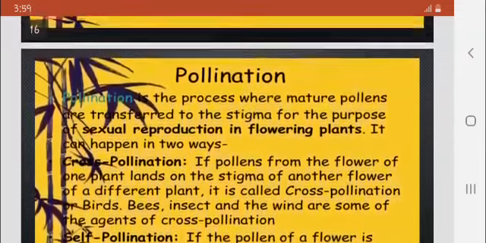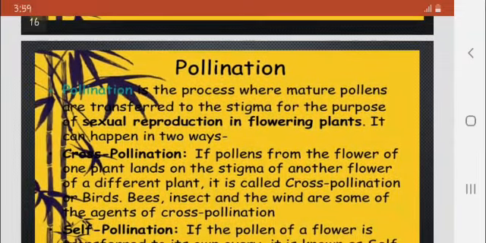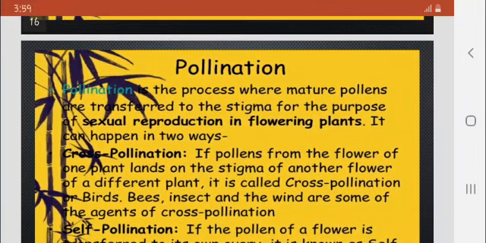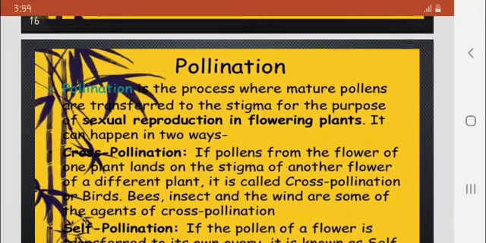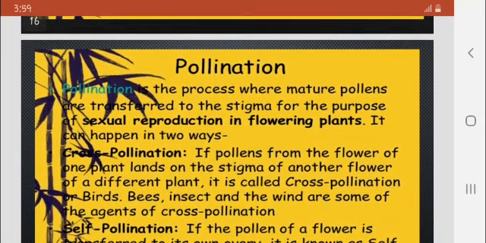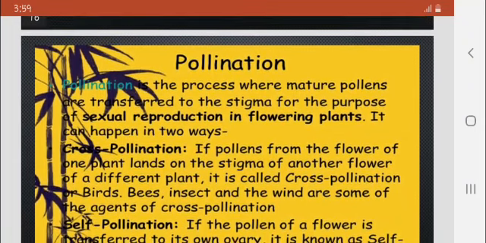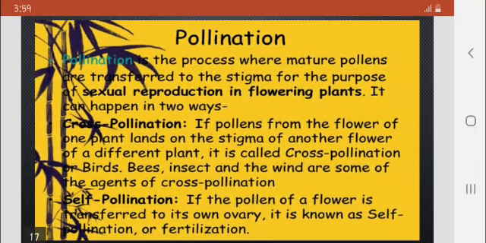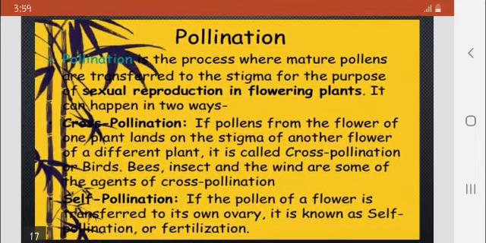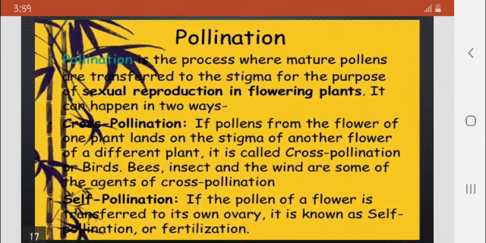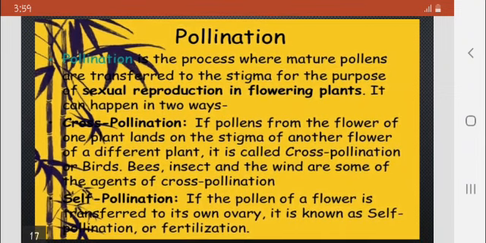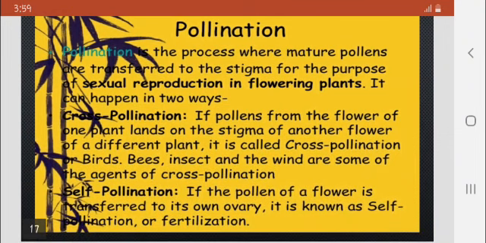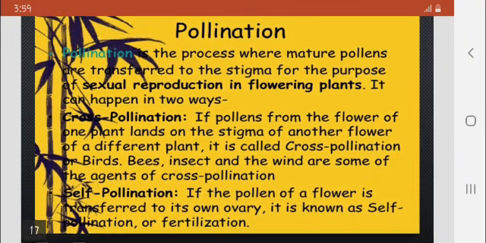The next topic is pollination. Pollination is the process where mature pollen is transferred to the stigma for the purpose of sexual reproduction in flowering plants. It can happen in two ways: cross-pollination and self-pollination. If pollen from the flower of one plant lands on the stigma of a flower of a different plant, it is called cross-pollination. Birds, bees, insects, and the wind are some of the agents of cross-pollination.